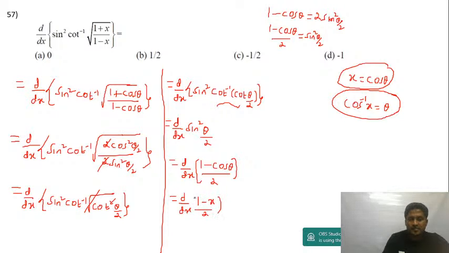Now if you differentiate this, half as a constant I'm going to take out, differentiation of 1 is 0, differentiation of x is 1, so you get minus half. Answer will be equal to C. Hope this is clear, guys. So just substitute cos theta is equal to x, you get 1 minus x upon 2, differentiate, you get minus half. Half is a constant, you take out, 1 minus x differentiation is minus 1 only. So answer will be equal to minus half.